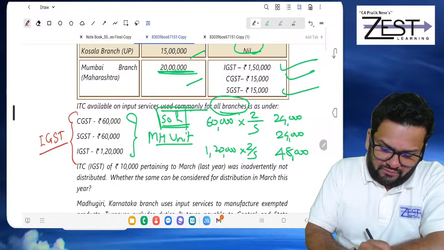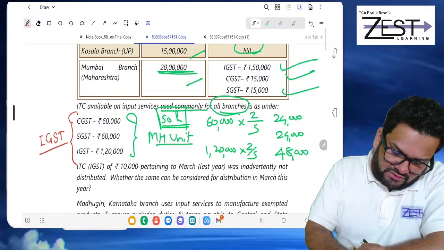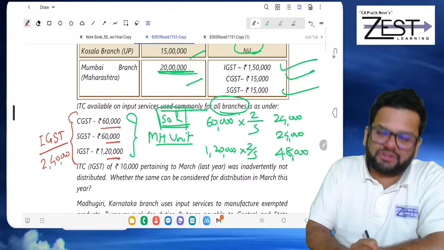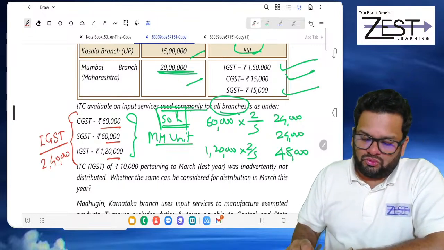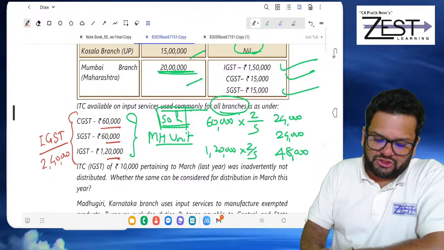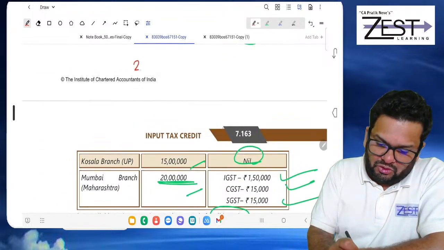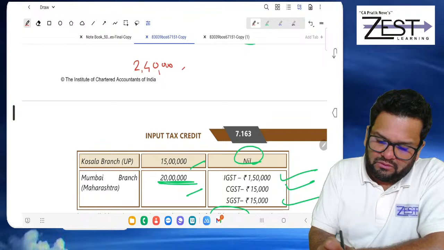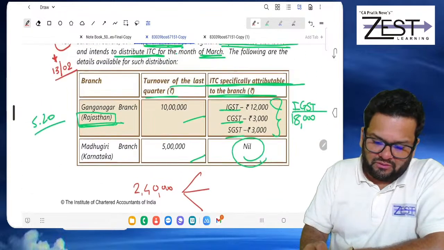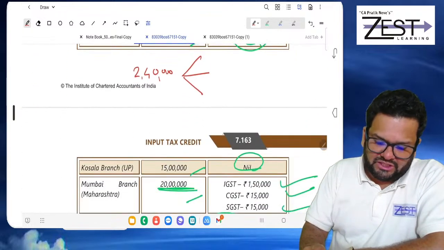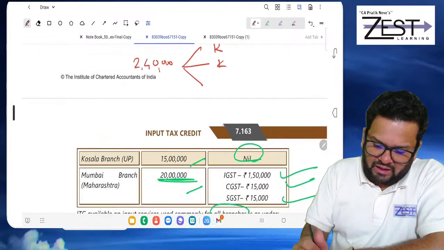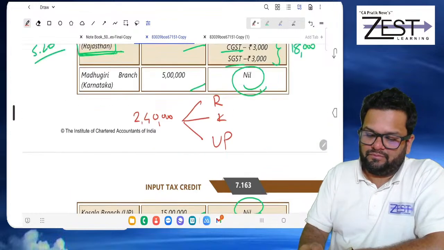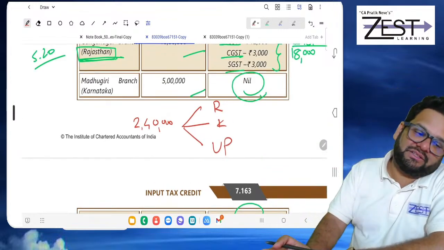And then you will distribute to Rajasthan, Karnataka and UP branch. Entire thing will go to them as ITC of IGST. Take total, it is 240. 60 plus 60 plus 120. So do 240 into how much? You have already given for Maharashtra. Now check for Rajasthan, Karnataka, UP, of course considering Maharashtra also.